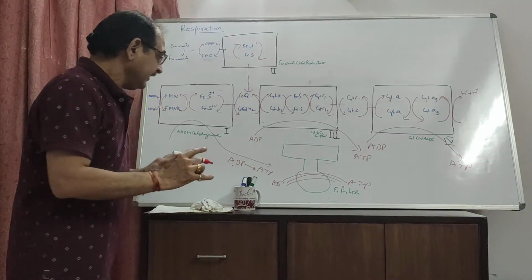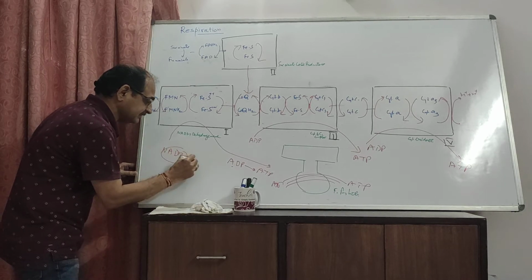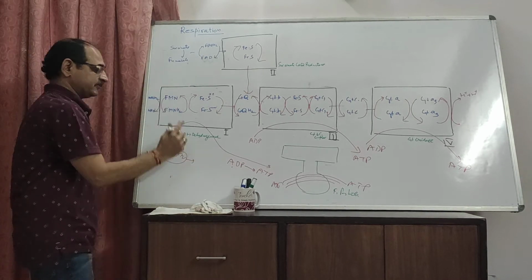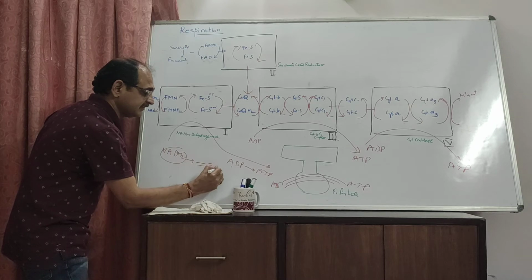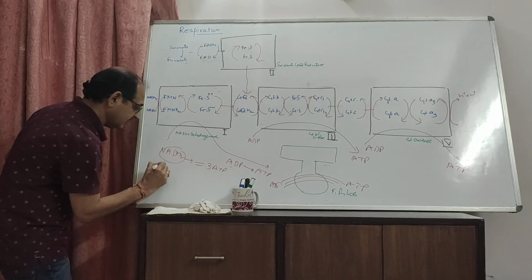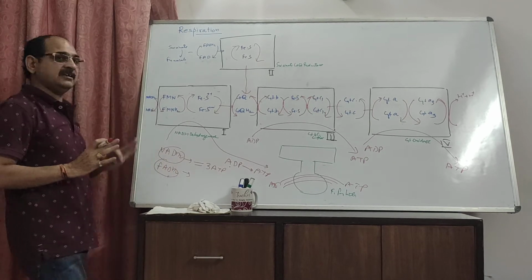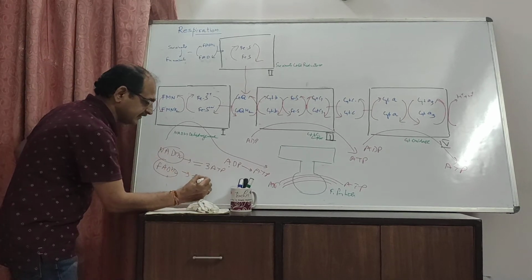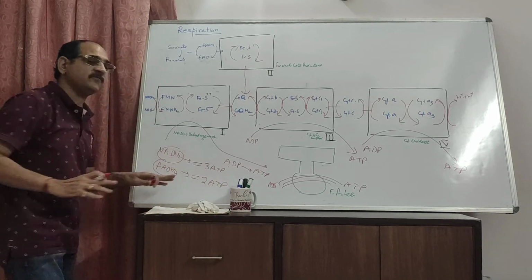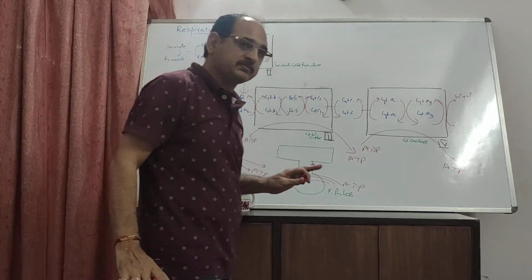It means that whenever NADH2 enters into the electron transport chain, it releases 3 molecules of the ATP. However, when FADH2 enters into the respiratory electron transport chain, then it releases 2 molecules of ATP. This is one major difference between these two.